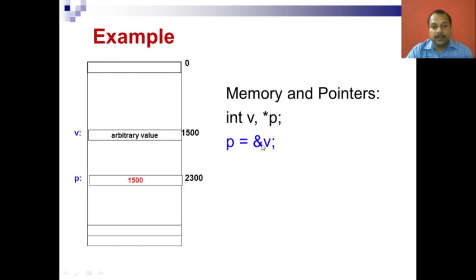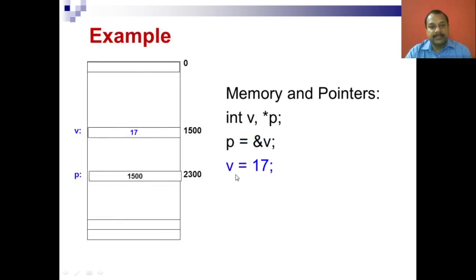Okay, so I am doing the assignment. Now when I do p equals &v, what will happen? The address of v will come here. Again, the content is not set yet, but because of this assignment statement, the address of v, which is 1500, will come to this position. Clear? So you see how it is going stepwise. Next, I am assigning v equals 17. Now the content of v is 17.